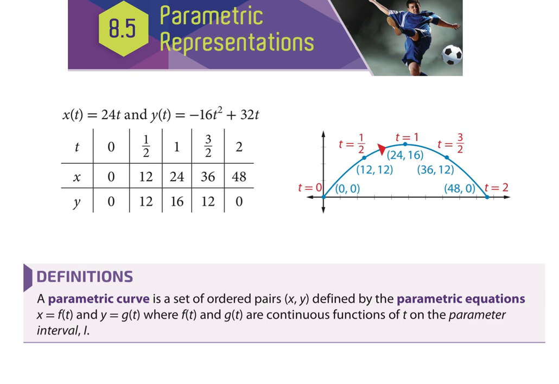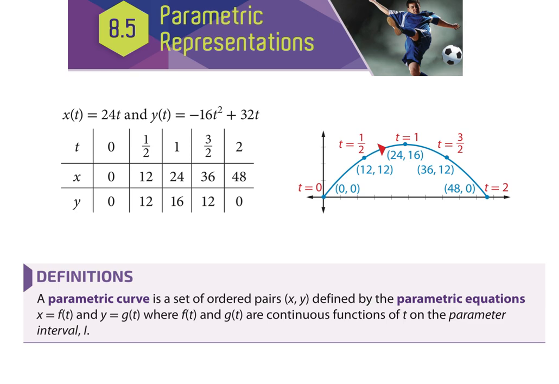X of t is 24t and y of t is negative 16t squared plus 32t. And then they give you specific times, 0 seconds, half a second, 1 second, 3 halves, 2, etc. Or minutes or whatever your time is in. And so basically what you're doing is you have an xy that generates the graph, but the xy is based on a third variable, time. And that's the variable that's going into your xy equations to generate your xy coordinates for this.